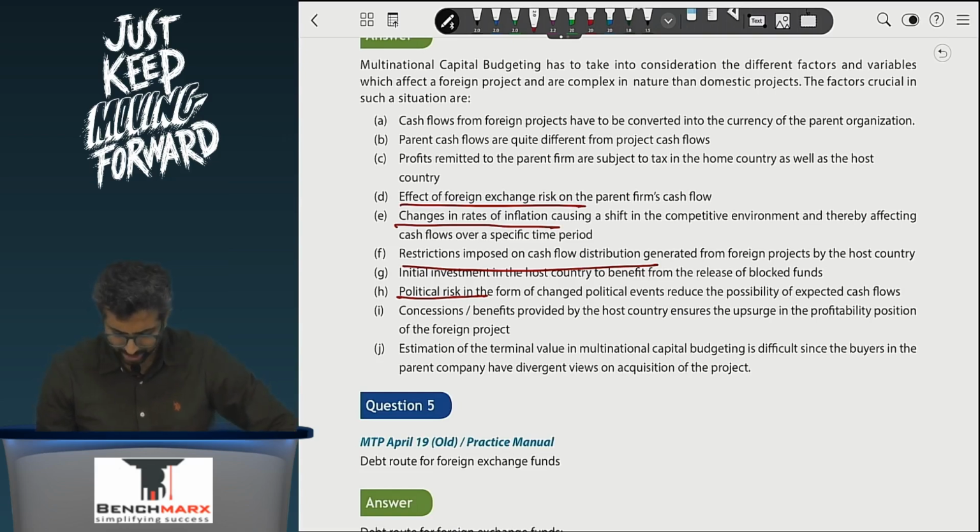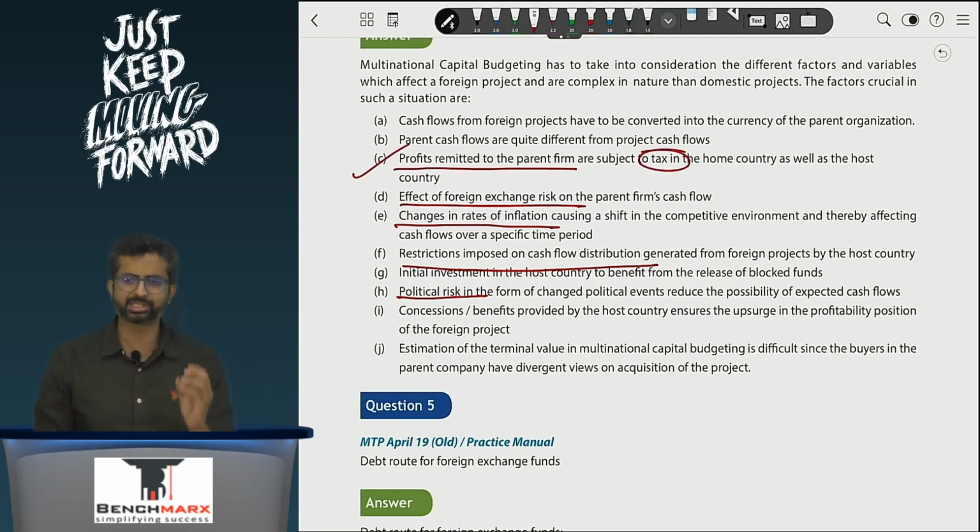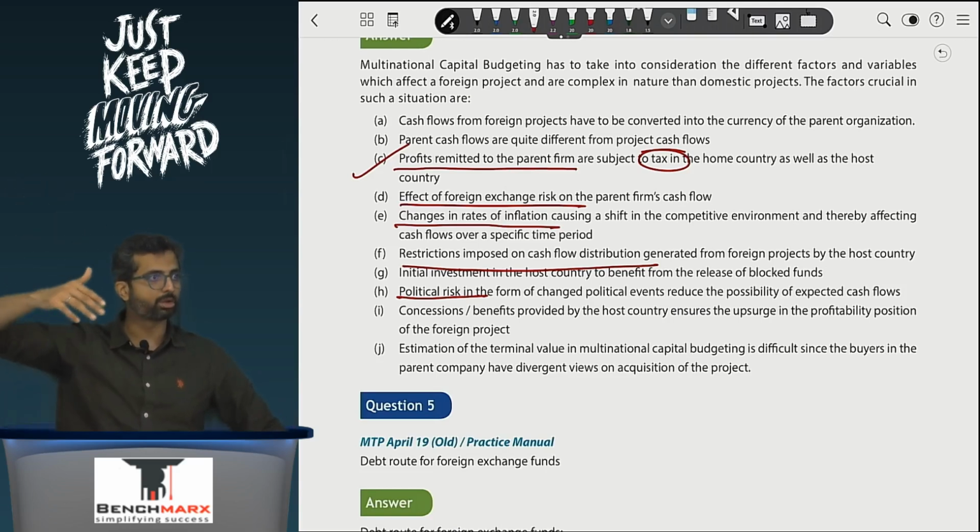Foreign exchange risks, profits remitted to the firm are subjected to tax. See, the biggest things are tax, inflation, exchange rate changes, political risk. These are the 4 biggest factors. Withholding tax, double tax, inflation being different, forward exchange rates may not necessarily be the same, and the political risk that the money may not be allowed to be repatriated back. There might be restrictions which are put in. These are the most important risks. Are we clear with this?